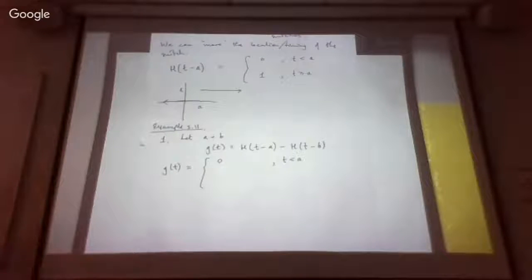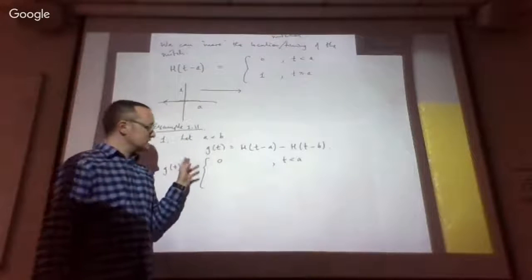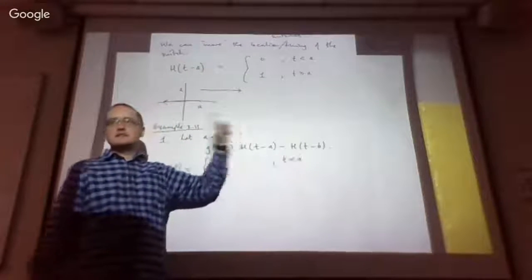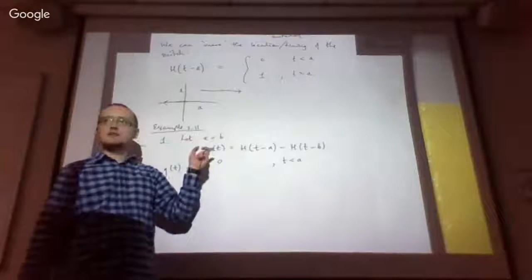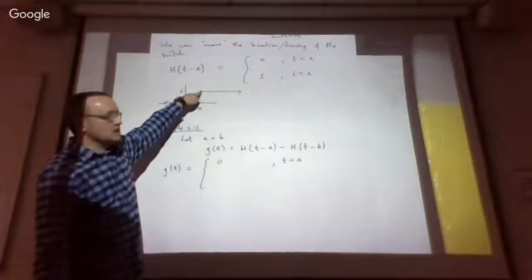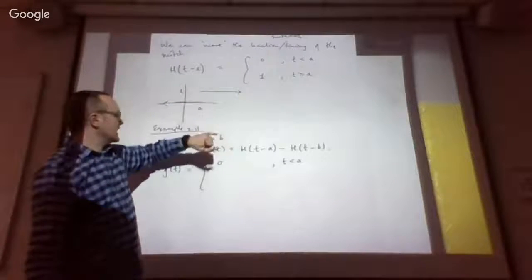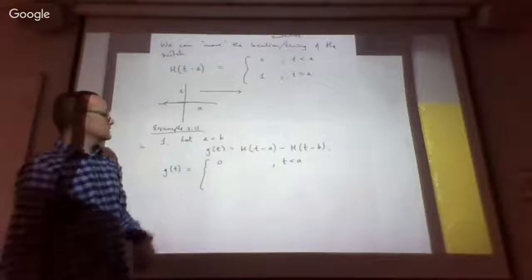And it will always be equal to 0 for every value of t less than a. But then when t passes through a, this first Heaviside here switches on, because when t passes a, h of t minus a jumps up to the value 1. And that happens before you get to b, because we assume a is the smaller one.